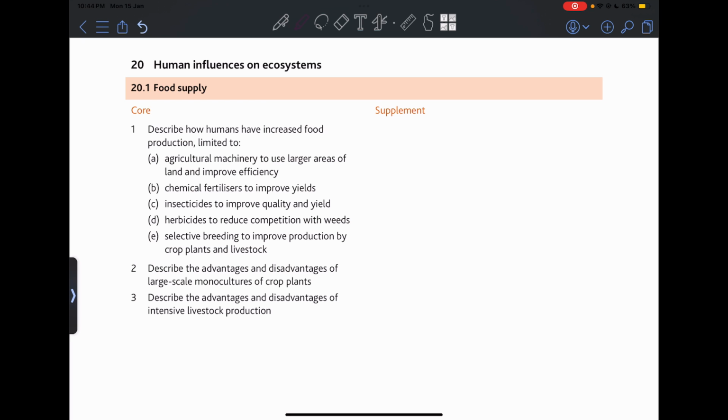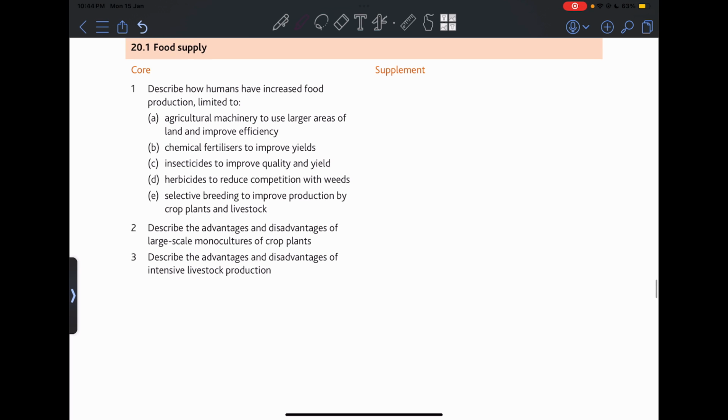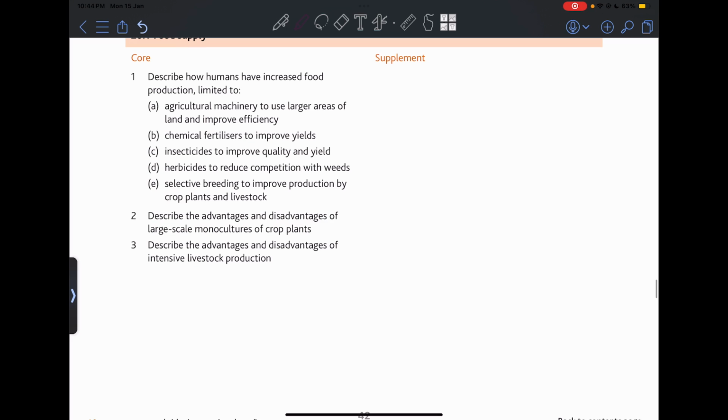Chapter number 20 is about human influences on the ecosystems. Core and extended students have to describe how humans have increased food production, limited to agricultural machinery to use larger areas of land and improve efficiency. So humans increased food production so that it can meet the increasing population needs. Chemical fertilizers to improve yields, insecticides to improve quality and yield. Insecticides are chemicals that kill insects.